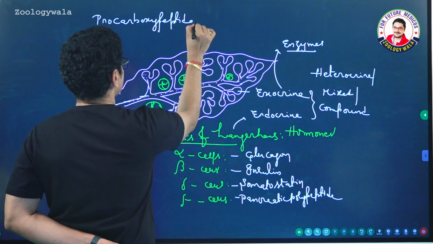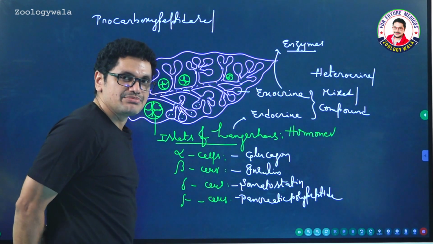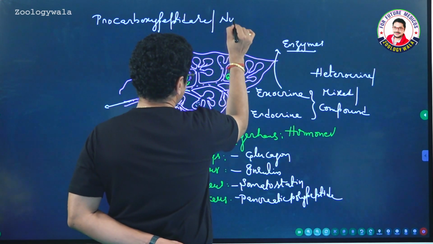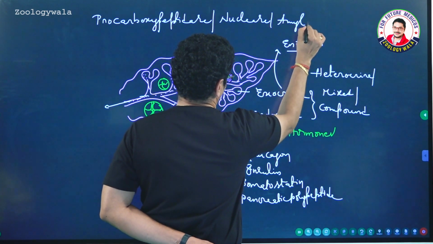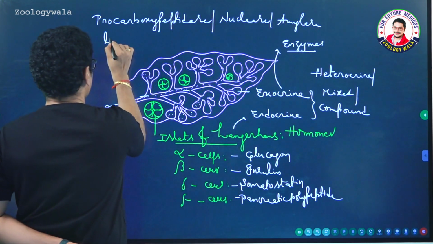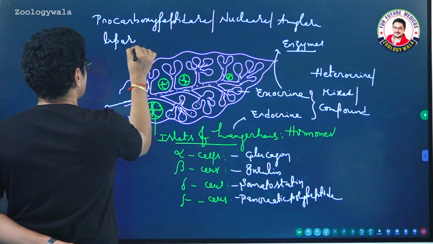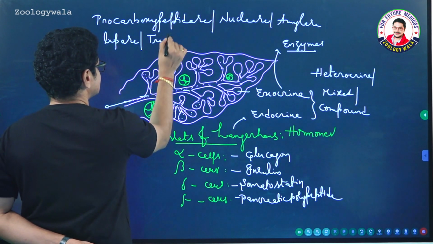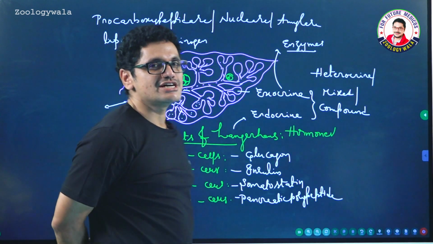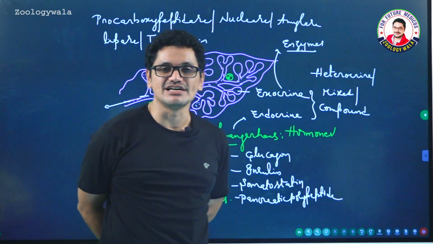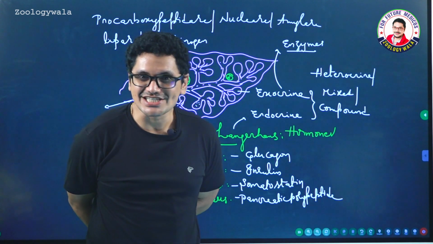Exocrine secretions are nothing but enzymes, and endocrine secretions are nothing but hormones. Procarboxypeptidase is an enzyme, and so are nuclease, amylase, lipase, trypsinogen, and chymotrypsinogen. A number of enzymes are produced like that. We will discuss all these enzymes at the time of physiology of digestion.